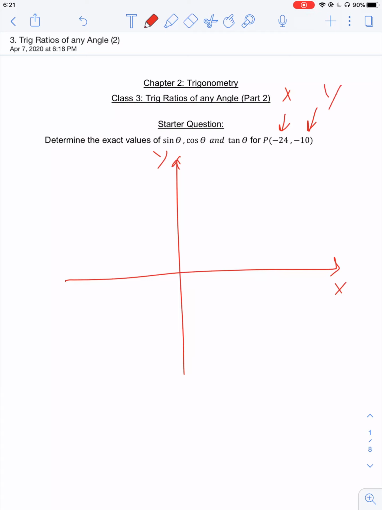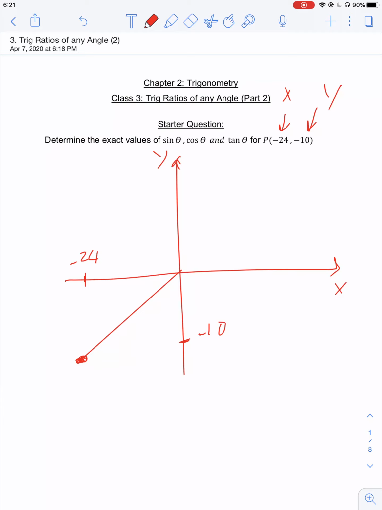So x is actually, let's extend this a little bit. You know what, let's just leave it like that. I can scale it however I want, right? So minus 24. I'm just going to put this on top. And my y coordinate is minus 10. Okay, so that means my point is somewhere over here, right? Minus 24, minus 10. Now, to find the terminal arm, all you have to do is connect this point to the origin, okay? And then you have your terminal arm.